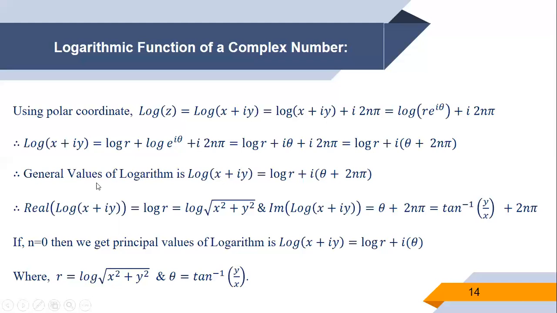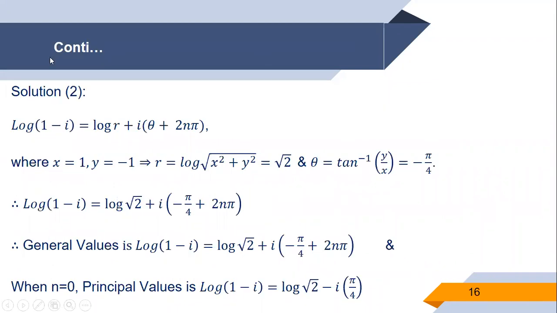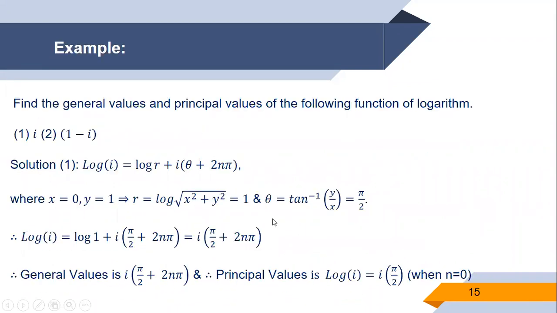So the general value of logarithm, this formula is very important. The general value of a logarithm, capital Log z, is equal to log r plus i(theta plus 2n pi). Log r plus i(theta plus 2n pi).